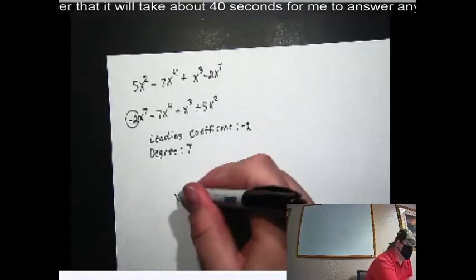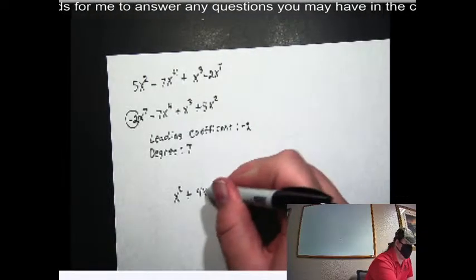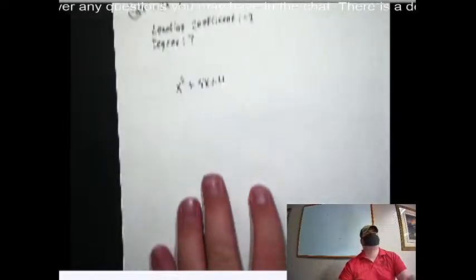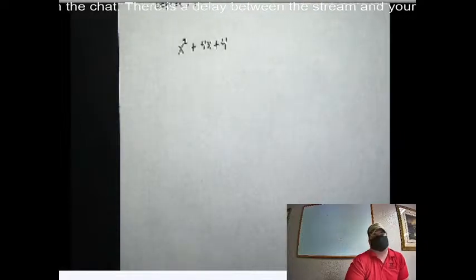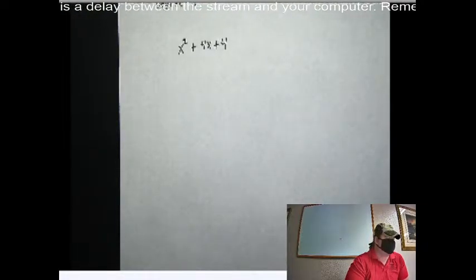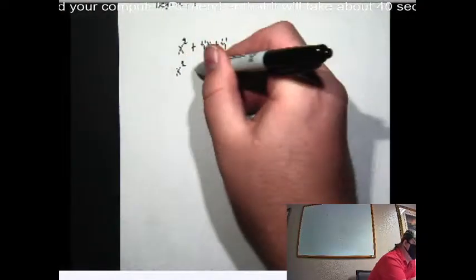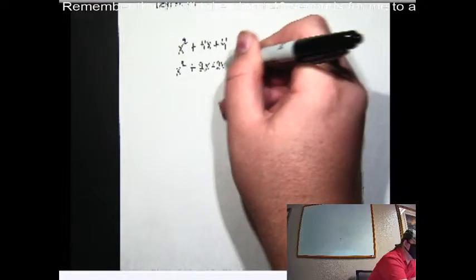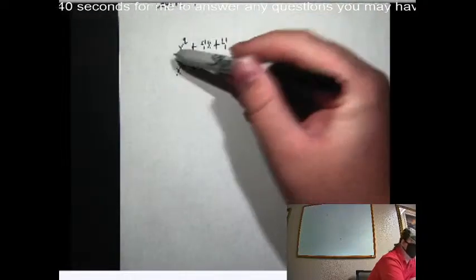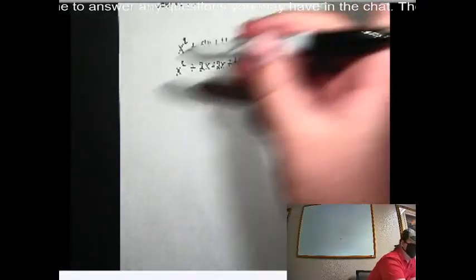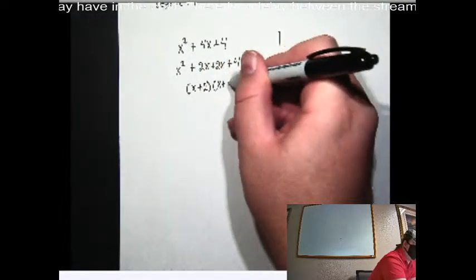Let's say I've got x squared plus 4x plus 4. As this thing is right now, it's kind of complex. Okay? However, I can do some magic with it. And let's see, my leading coefficient is 1, so all I need to do now is there.